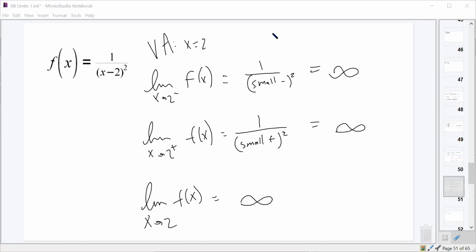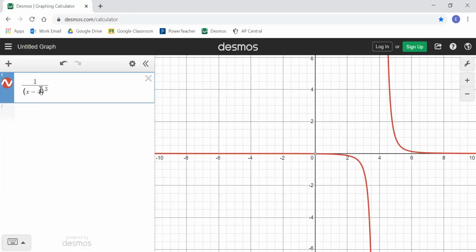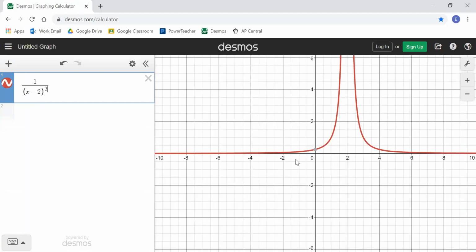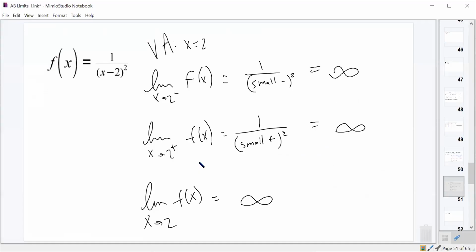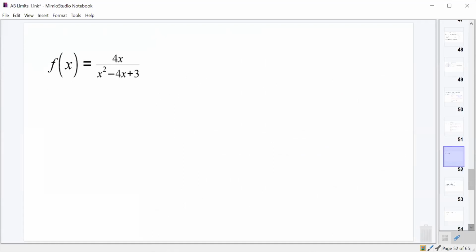Everybody good with that or no? There it is, 1 over x minus 2 squared, both sides. We're approaching that asymptote of x equals 2 and going up towards infinity. Any issues with that? Nope. All right. We'll do one more of these before we move on.